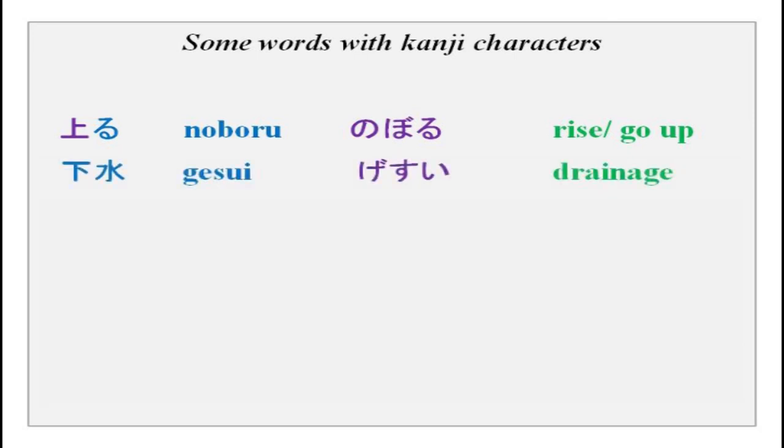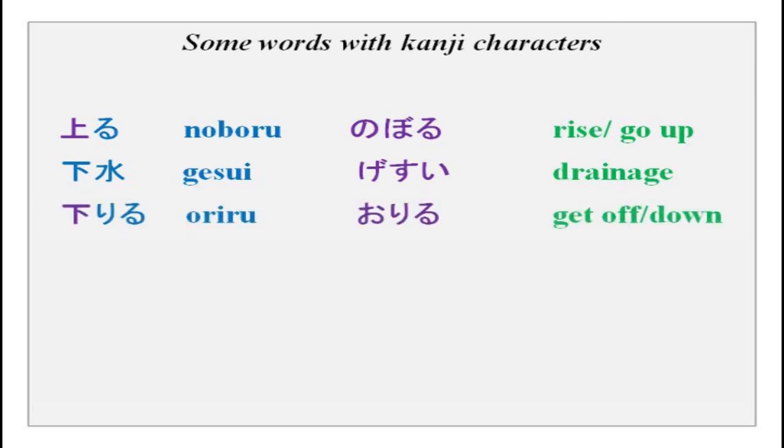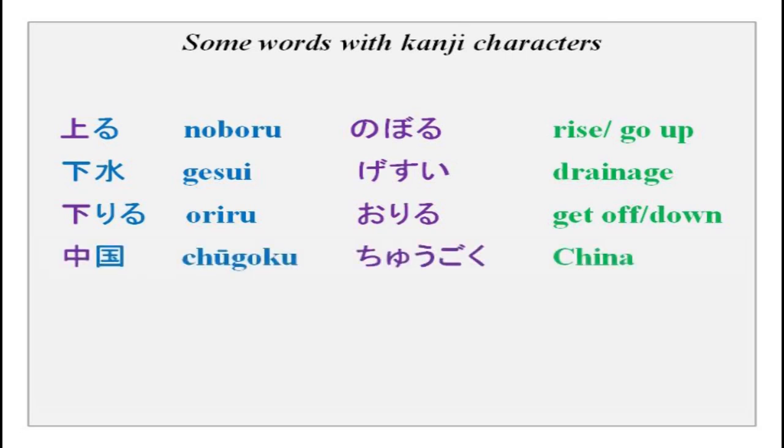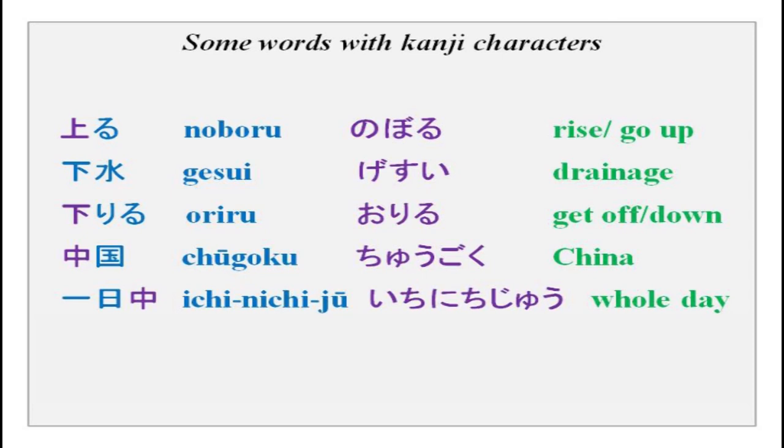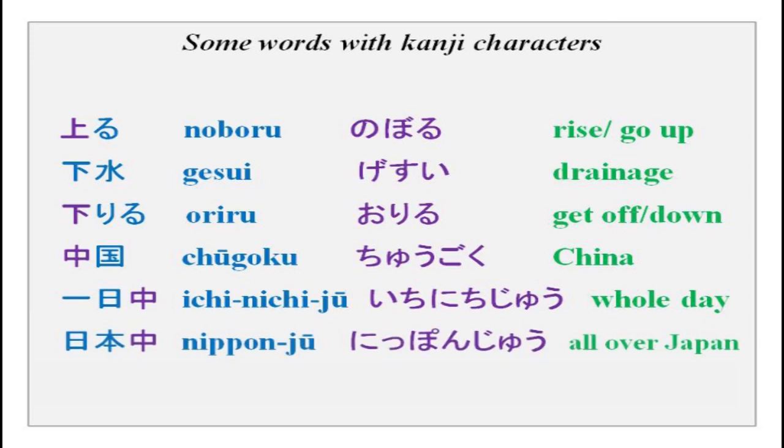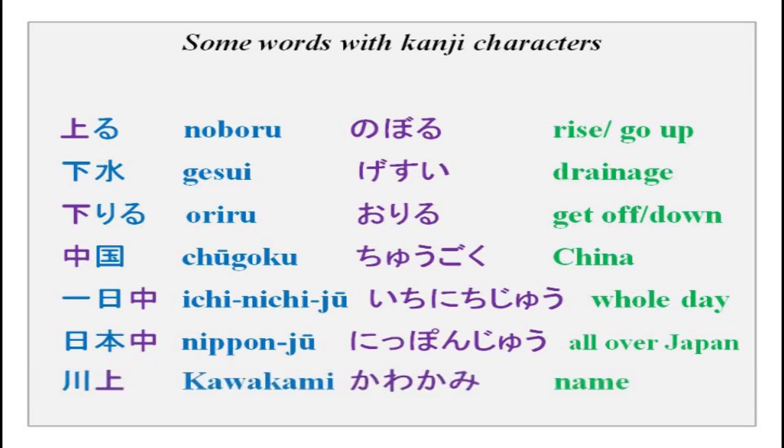Now, we have with these characters, noboru, noboru, and the meanings are given here in black in the end. Noboru, gesui, oriru. Oriru is to come down from a staircase or get off a bus or a train. Chugoku is of course China. Ichinichi ju, all day long. Nihonju is all over Japan. And Kawakami. Kawakami is a name. So, these are some words, how they are used in daily conversation.